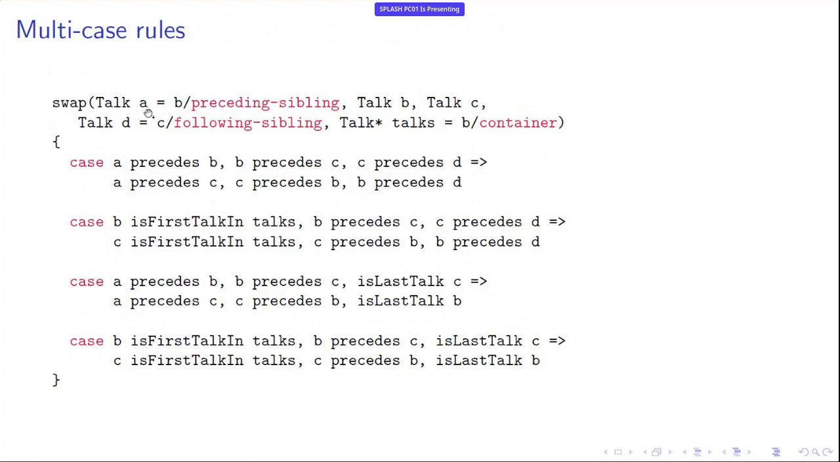We're also deriving some of the arguments here using an XPath-like expression. So for instance, we're deriving A, saying that A is the preceding sibling of B. And if B has no preceding sibling, then A has no value, and all the preconditions that mention A will fail or will return false.